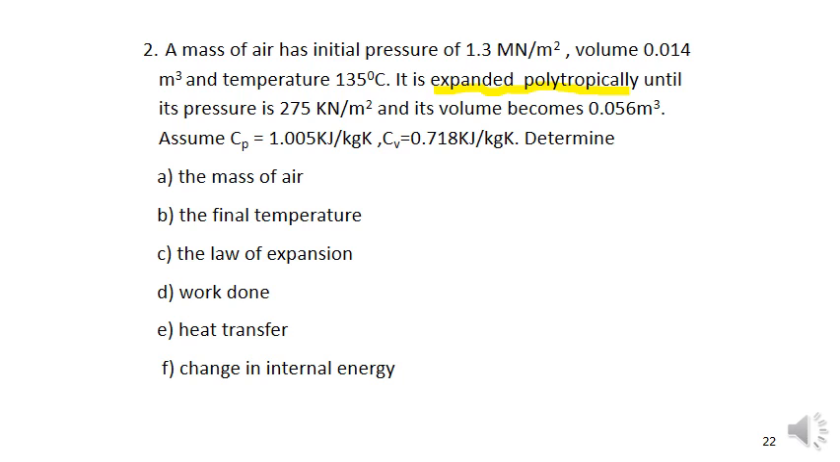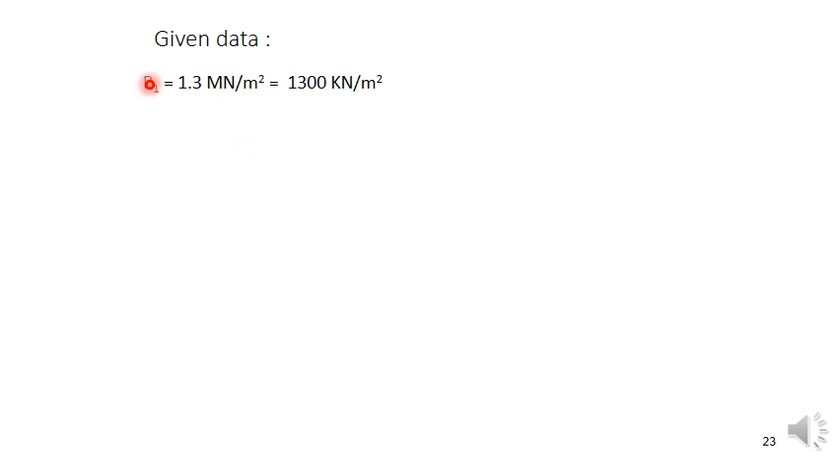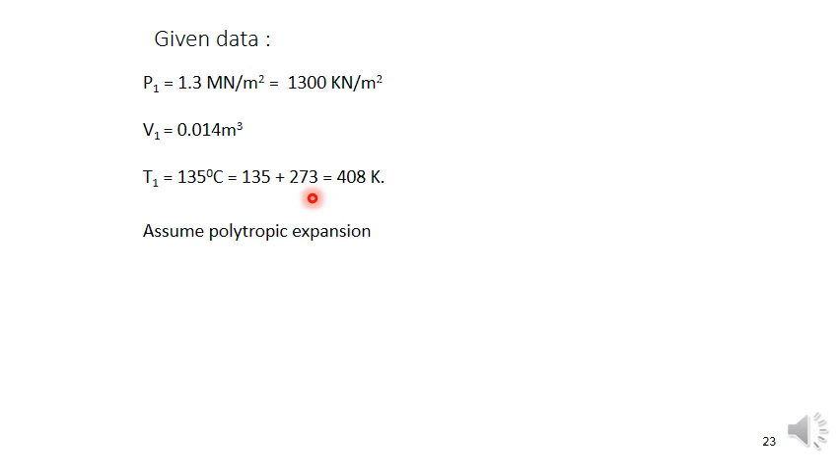So first write P1 is equal to 1.3 mega Newton per meter square, that is 1300 kilonewton per meter square. V1 is 0.014 meter cube, T1 is 135 plus 273, 408 Kelvin. Assume polytropic expansion, P2 is 275 kilonewton per meter square, V2 is 0.056 meter cube. So these are the data given in the problem. First, line by line, we solve the problems.